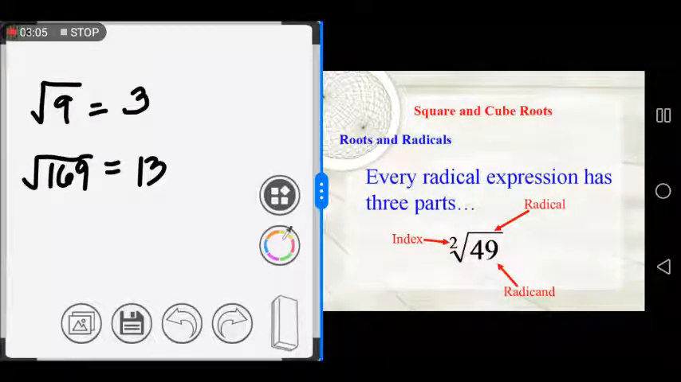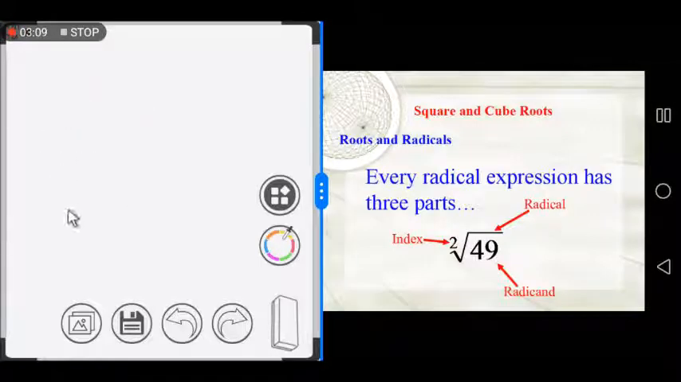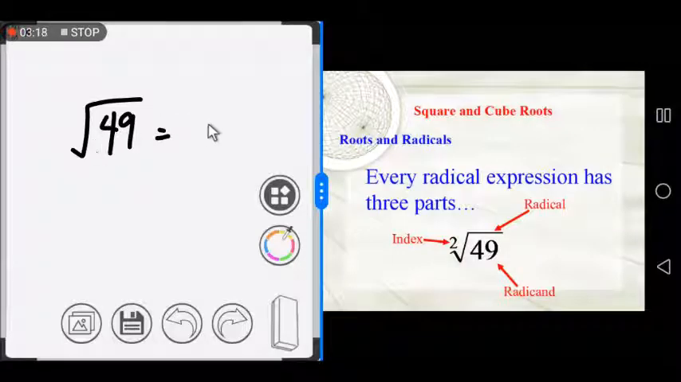Ayan, no po. So, meron din tayong tinatawag na radicand, no? So, isulat ko lang ng malaki dito. So, kagaya nung kanina, we have square root of 49, no? So, square root of 49 is 7, no? Wala nang exponent dito, ah. So, 7 ang square root ng 49. We have this sign as the radical sign.